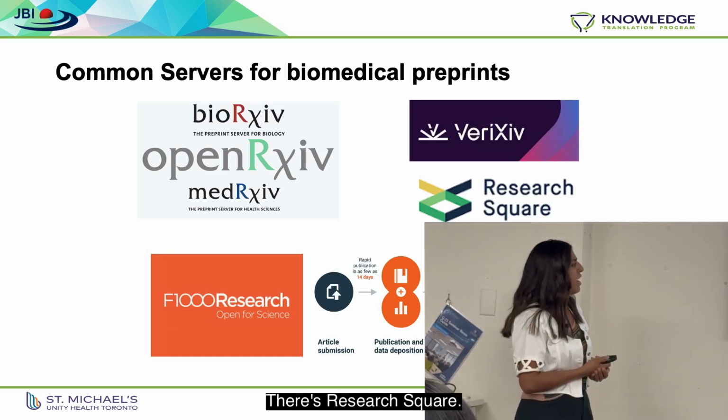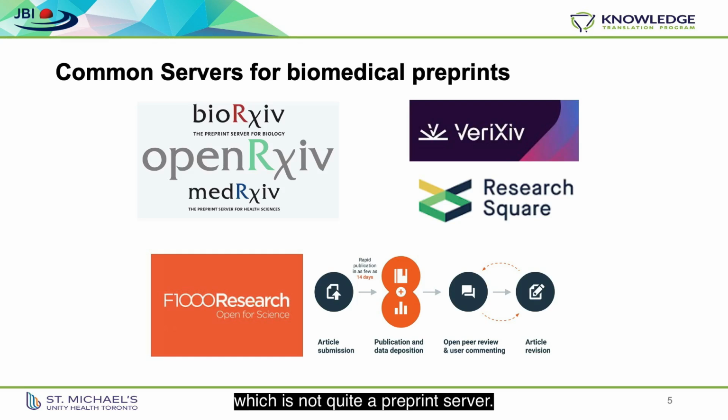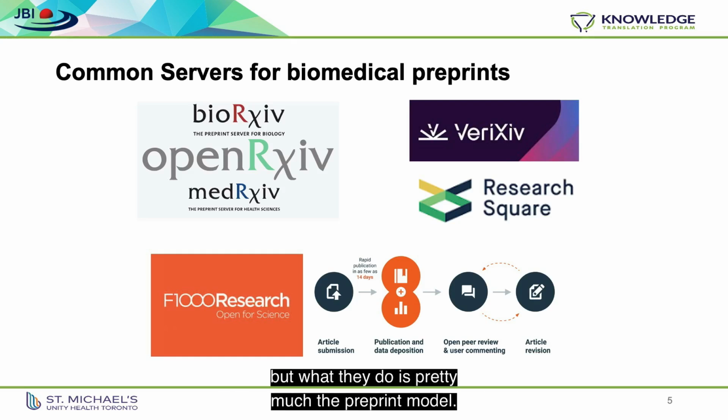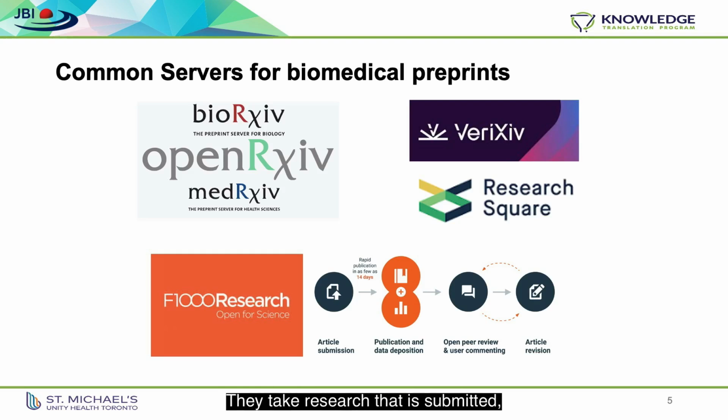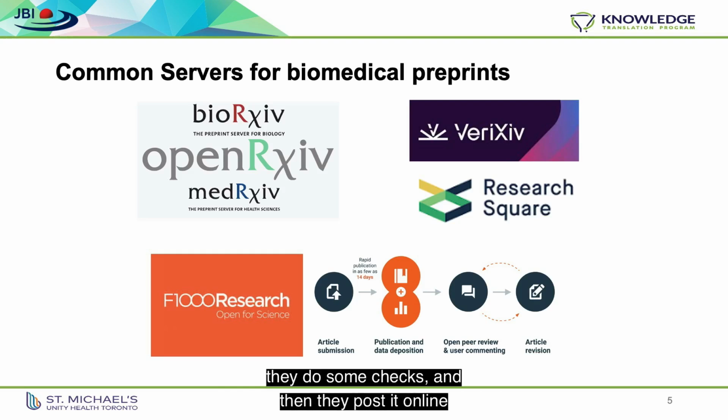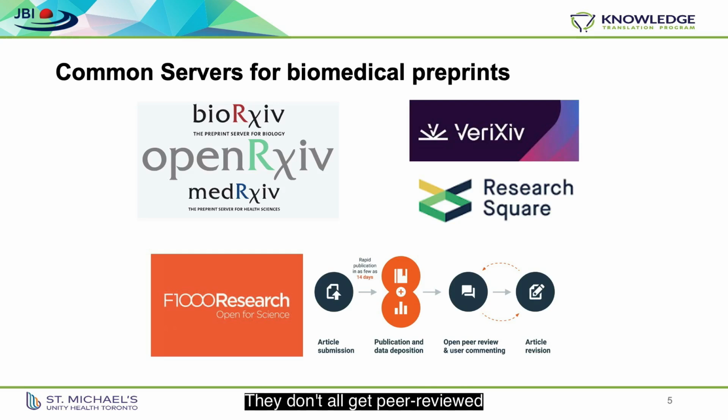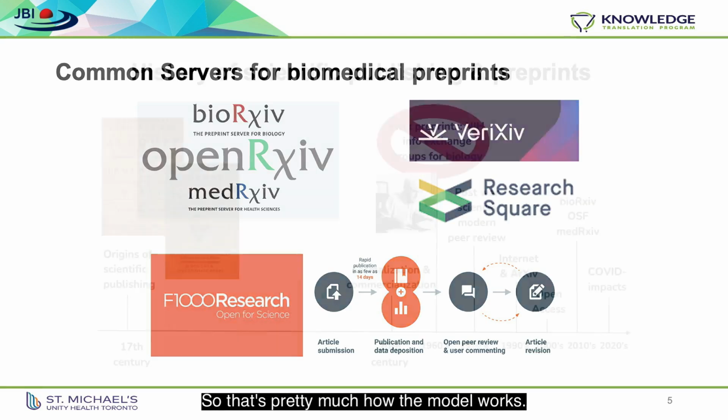There's Research Square, and then I wanted to mention F1000, which is not quite a preprint server. You may have heard of F1000 as a journal, but what they do is pretty much the preprint model. They take research that is submitted, they do some checks, and then they post it online, and then that research is peer-reviewed, so it's public. It gets a DOI, and then peer reviewers can add comments. They don't all get peer-reviewed, and then sometimes they get transitioned to a publication if there's peer review and then an acceptance. So that's pretty much how the model works.